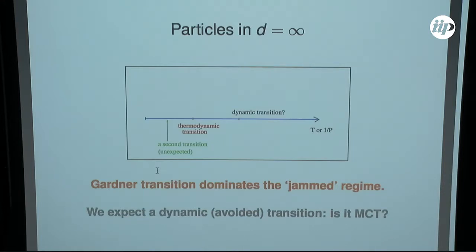Okay, so wait, jamming and glass. What happens is the following. There are three transitions, okay? Forget this one, you will survive without that one. So this one is, if you calculate the Gibbs partition function, it has a discontinuity only here.